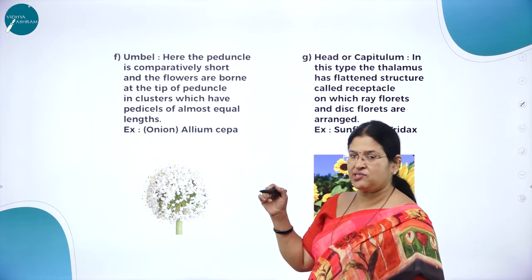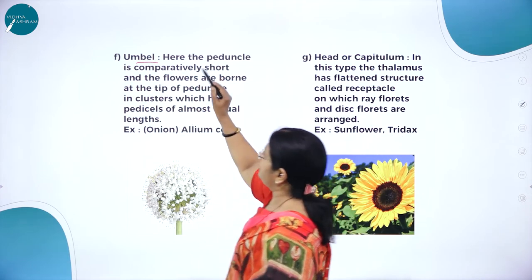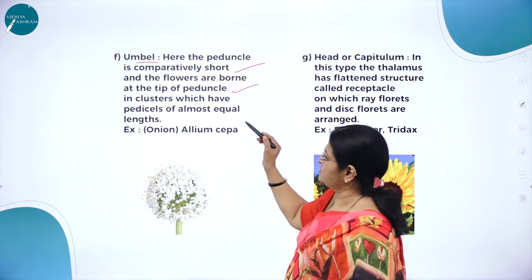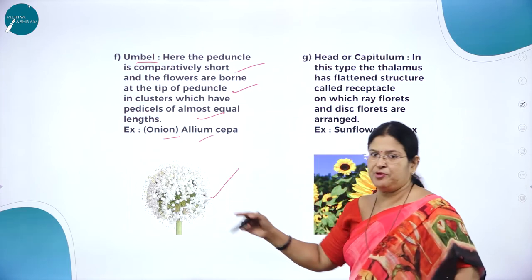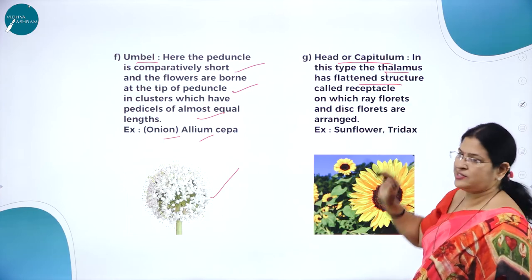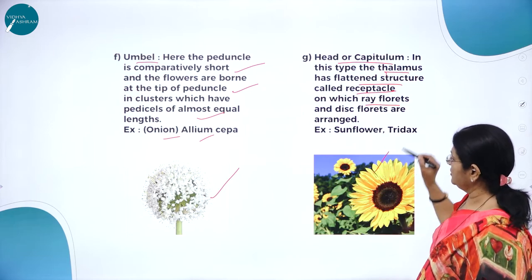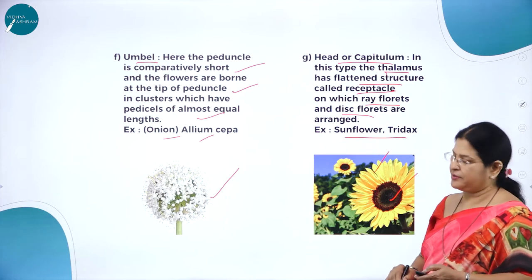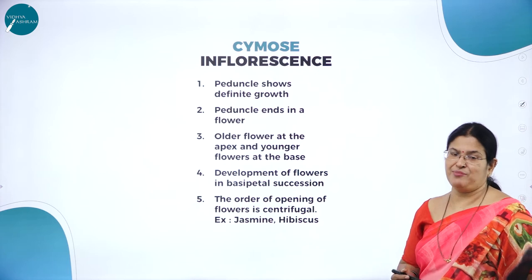Moving on to the next type of racemose inflorescence, that is umbel. In an umbel, the peduncle is comparatively short and the flowers are borne at the tip of the peduncle in clusters which have pedicels of almost equal length. Example, onion. Here you can see the beautiful picture. Head or capitulum: in this type, the thalamus is a flattened structure called receptacle on which there are two types of flowers, the ray florets and the disc florets. Example, sunflower. Moving on to the next type of inflorescence called cymose inflorescence.